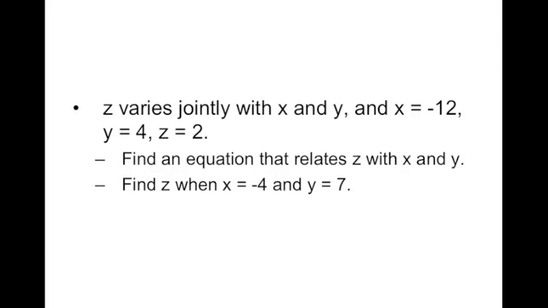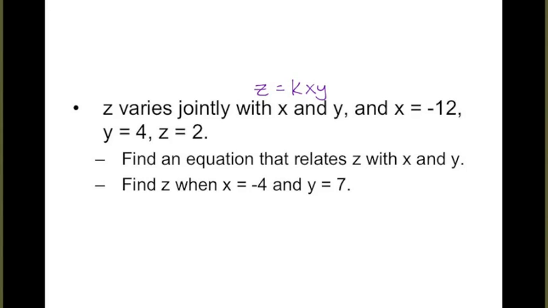Last type of problem to look at today. In these, we're going to be doing the same thing that we did in our second type of problem, except in those we were working with inverse, and here we're going to work with joint. So it says z varies jointly with x and y. So our equation is going to be z equals kxy. It gives us some values to plug in. Z is 2, x is negative 12 and y is 4. So we can use this information to find out what k is for this problem.